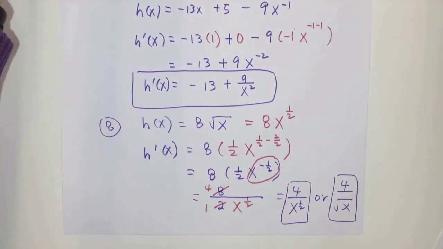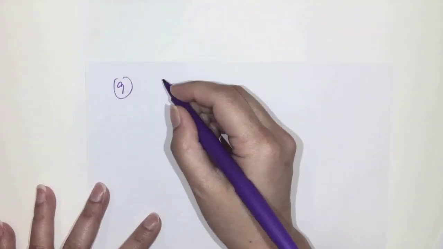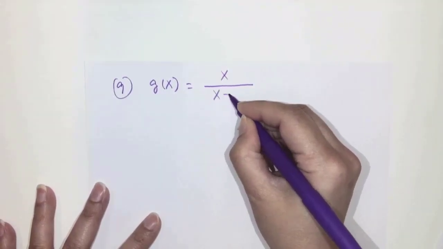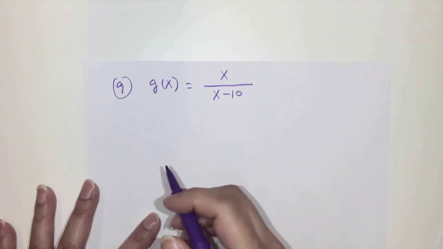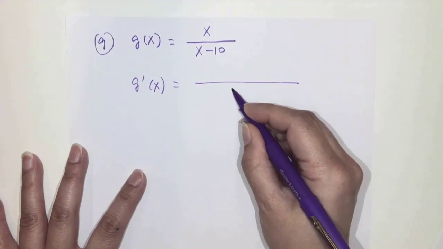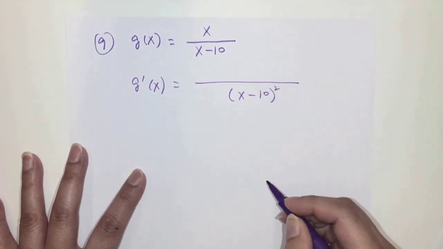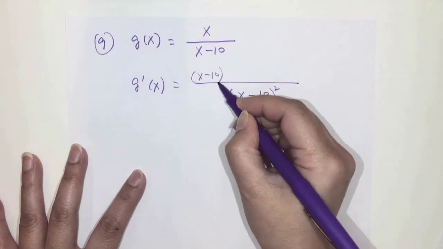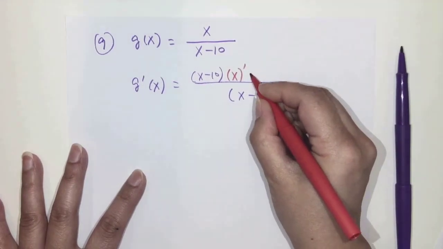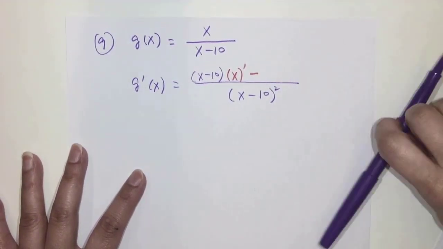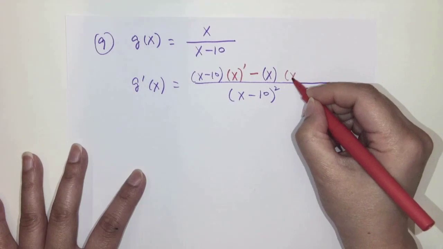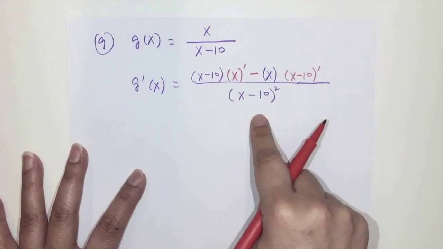Okay, let's move on to number 9. So number 9, we have g of x equal to x divided by x minus 10. So this one we will need to use the quotient rule. So g prime of x, quotient rule says the bottom part needs to do what? Square. And then you start with the bottom part. And then take the derivative of the top. Subtracting the top part times the derivative of the bottom, which is this guy, x minus 10 prime. So make sure you pick this one, not that one, okay?